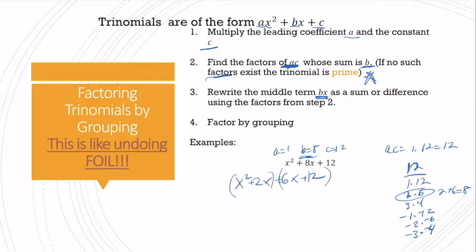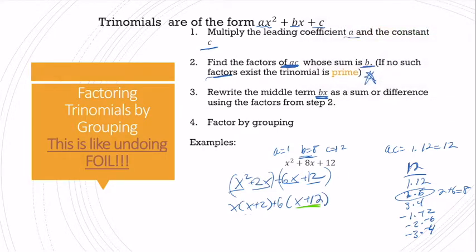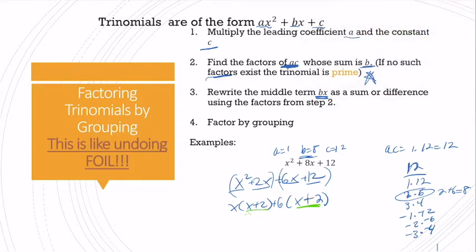The greatest factor of x squared and 2x is x. The greatest factor of 6x and 12 is 6. Now, I know I did this correctly because both of these are the same. Actually, I wrote 12 and it should be 2, but I would get x plus 2 and x plus 2 because both of those are the same. I then collect my greatest common factors and what they both had in common.